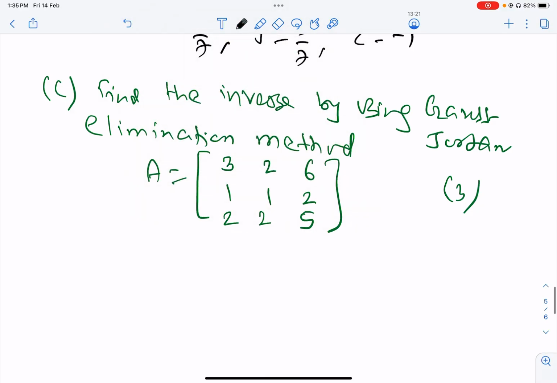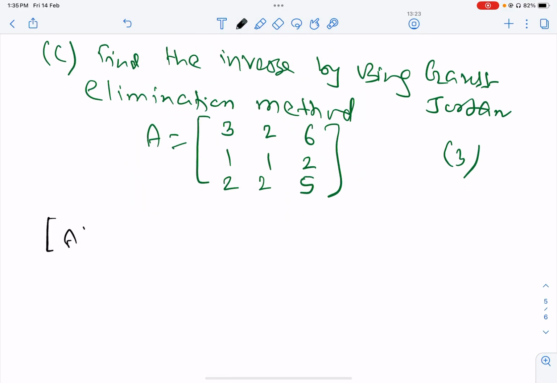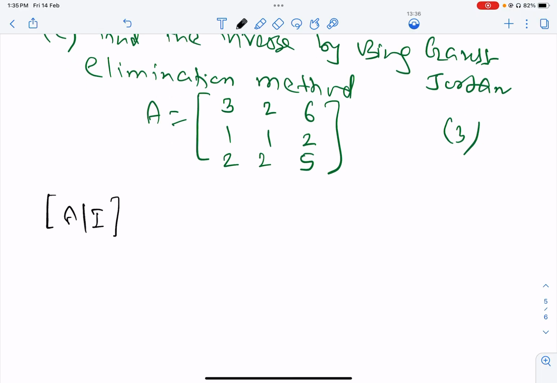So you can start doing it like this. Start from A adjoined with the identity matrix. No need to check whether the determinant of A is 0 or non-zero. If it is not invertible, then during the process you will get one row to be 0. If no row is 0, then you will get the inverse.